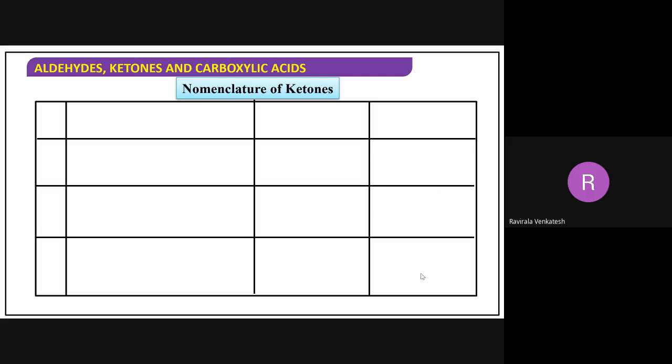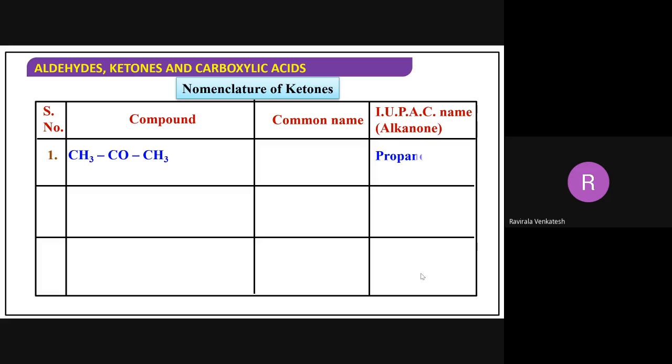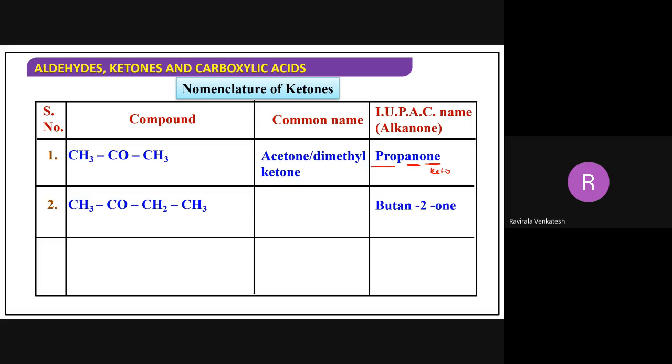Nomenclature for the ketones, let me see now. Already I told you this is acetone, also called propanone, because 3 carbons are there, prop; ane because of single bonds between carbons; one because it is a ketone. Right? Butanone is ethyl methyl ketone, because this one is an ethyl group. So ethyl methyl ketone it is. Now diethyl ketone.